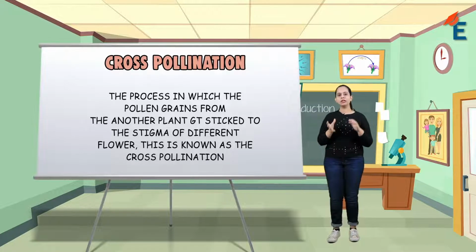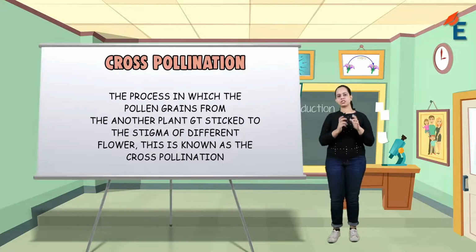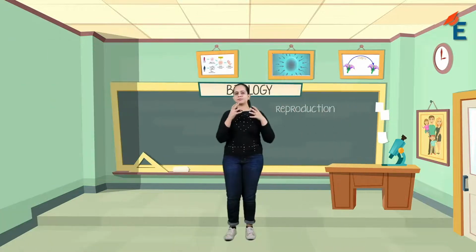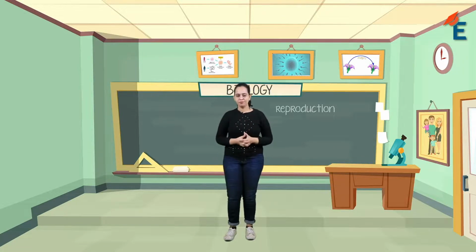So here we learned how the pollen grains get stuck to the stigma. अब इस pollen grain का जो pollen tube होता है वो develop होगा and the male gametes will shift into the ovary. So how is this going to happen? We will learn about it in our next video.